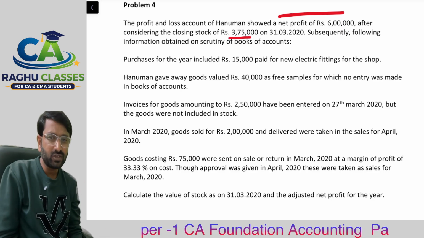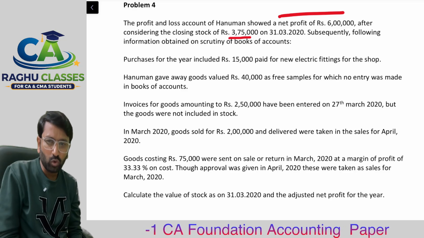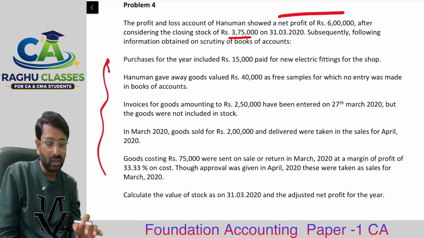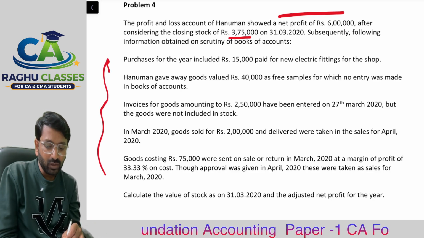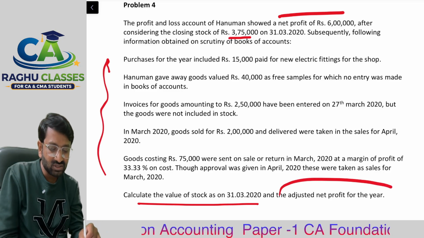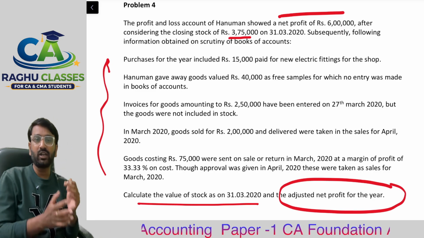Subsequently, the following information is obtained on scrutiny of the books of accounts. Some errors are given to you. They're asking you to find out the value of stock on 31st March and also find out the adjusted net profit, which is nothing but the correct net profit.